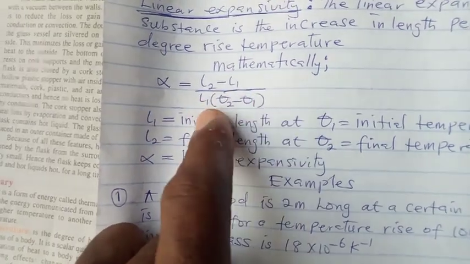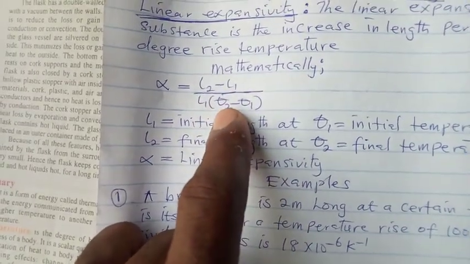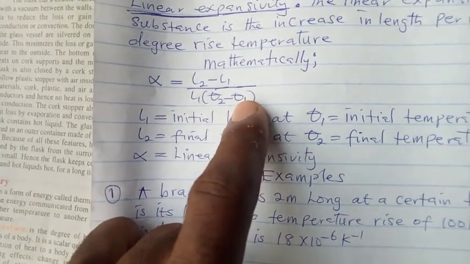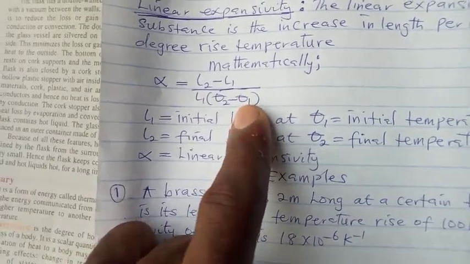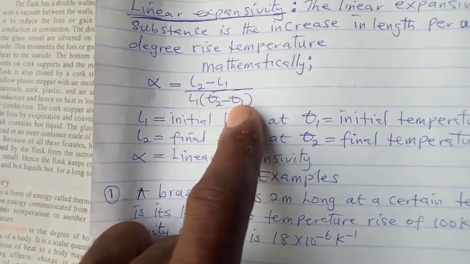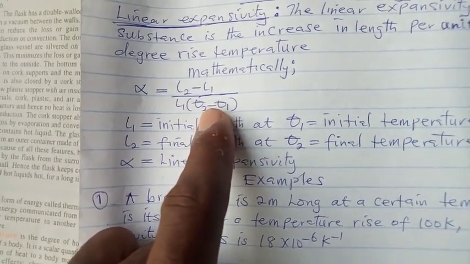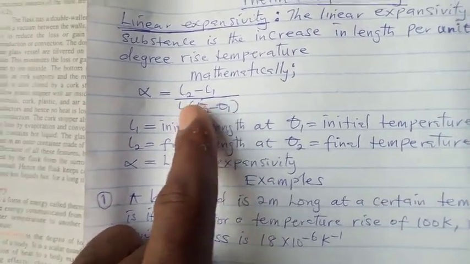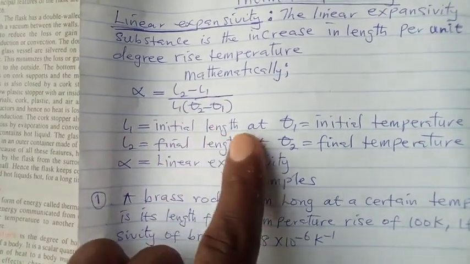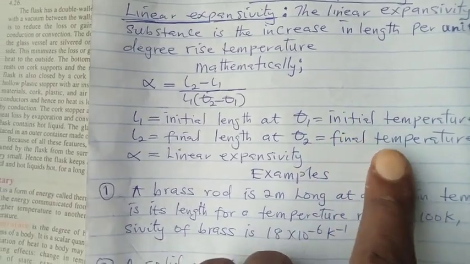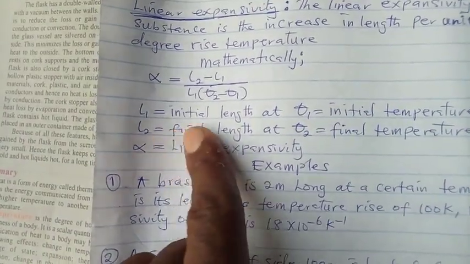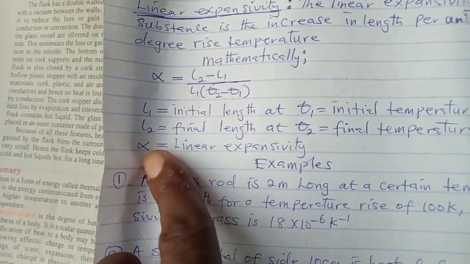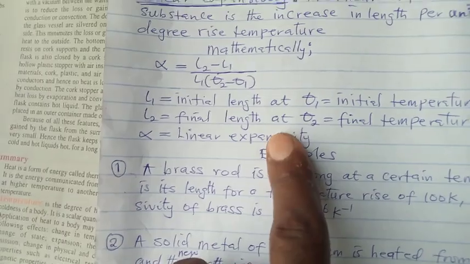So L2 minus L1, all over L1, which is also the initial length. Then theta 2 is the last temperature, which made the body expand, while the initial temperature is the temperature of the body when you have not put it in the hot fire. So the first temperature that the body possesses is known as the initial temperature. Then the final temperature is the temperature when the body is heated and the expansion takes place. So that is why we have theta 2 minus theta 1, just like we have L2 minus L1. L1 is the initial length at theta 1, the initial temperature, and L2 is the final length at theta 2, the final temperature. So this alpha you are seeing here is the linear expansivity. So this is the formula.